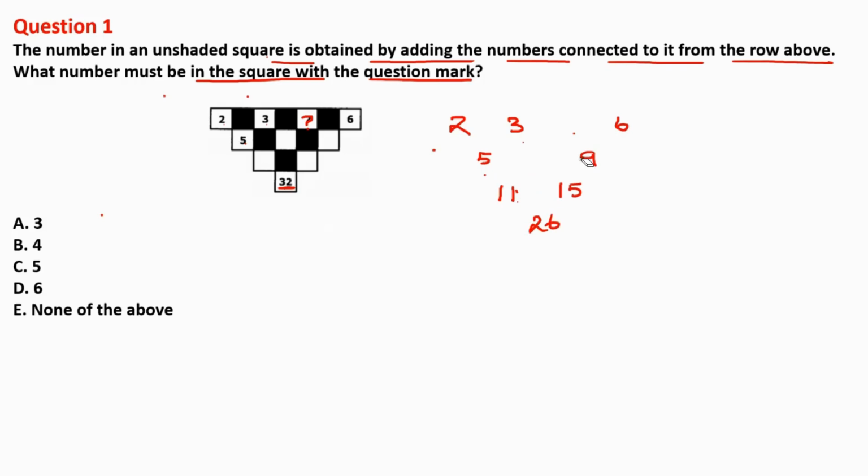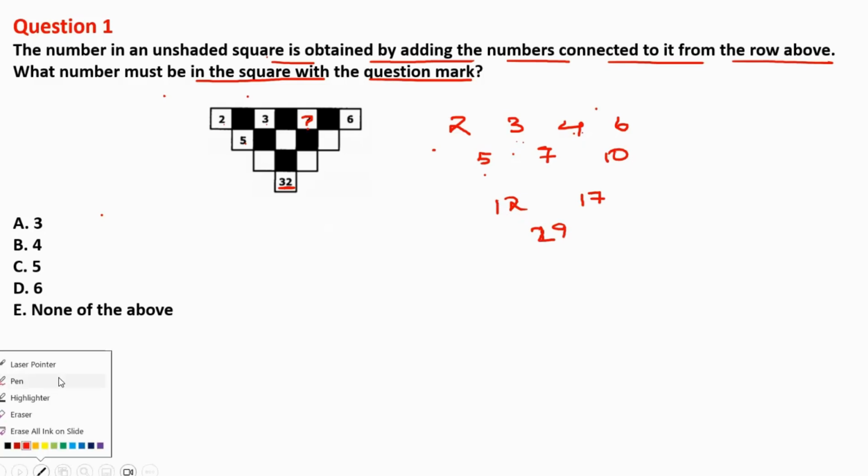We can try our next number, that's 4. If we write 4 in place of the question mark, 2 plus 3 is 5, 3 plus 4 is 7, 6 plus 4 is 10. Next, 7 plus 5 is 12, 7 plus 10 is 17, 12 plus 17 is 29. So this again doesn't match. We can just try the third option.